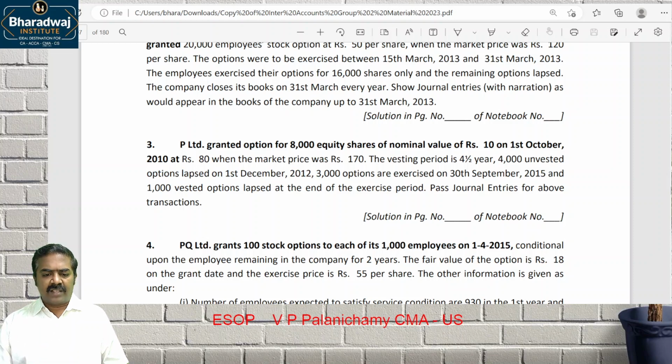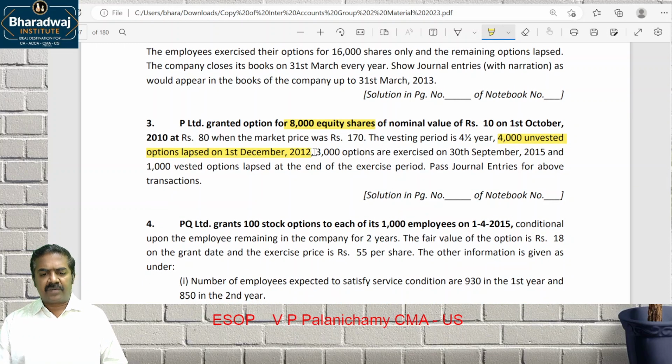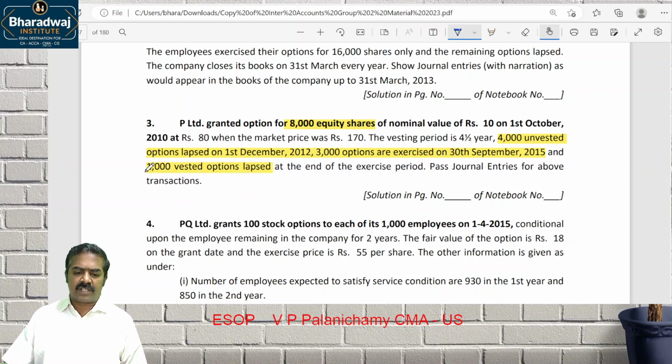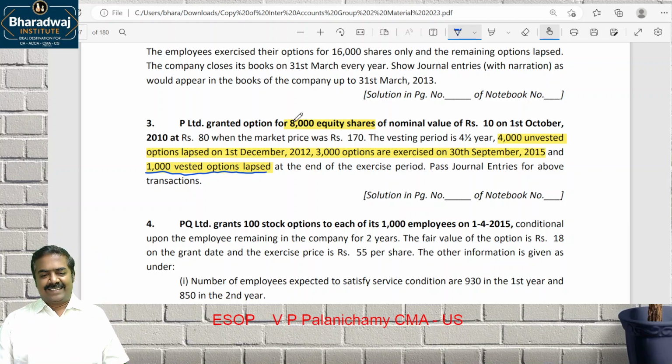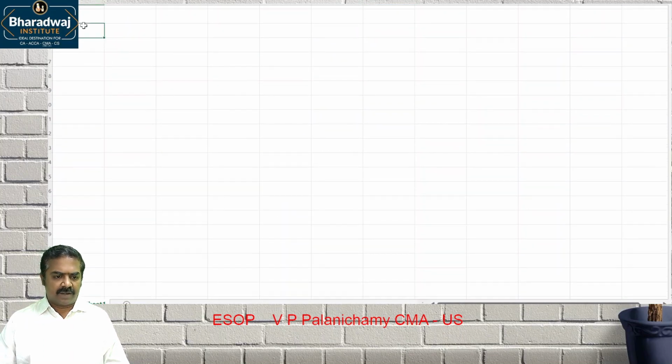Then out of 8,000, wait, what is the total options given? 8,000 options. During the vesting period itself, how many options lapsed? 4,000 options lapsed. And after the vesting period is over, 3,000 options were exercised and 1,000 vested options lapsed. What do you mean by 1,000 vested options lapsed? Understanding the question matters a lot more than passing the journal entry. Okay, probably I'll give an Excel working so that you will understand better.